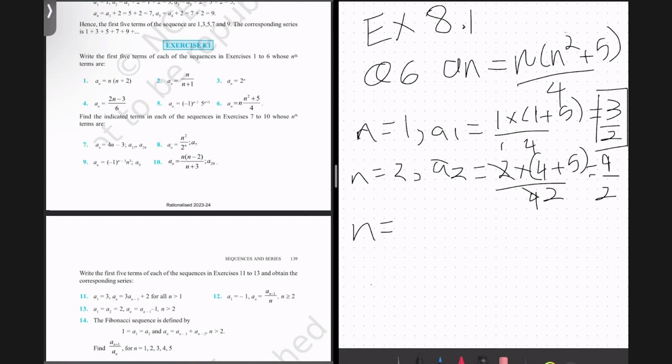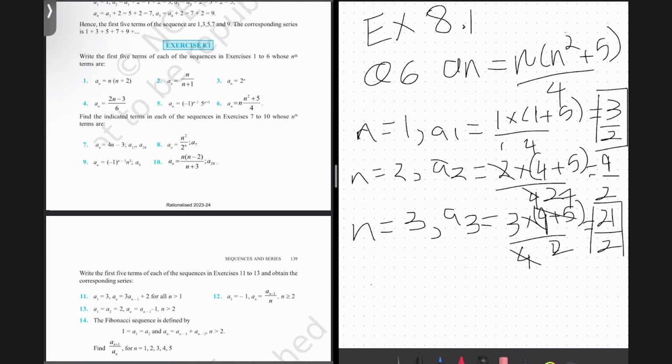Moving on to the third term. A of 3 would be equal to 3 into 3 square, which is 9, plus 5 upon 4. So this is going to be 14. You cancel this out, 7 remains. I'm sorry, cancel 4 out, not 2. You got 4 here, not 2. So 3 into 7 is 21, and in the divisor, you have 2 left. So that will be 21 upon 2. Correct. These are very trivial calculations.